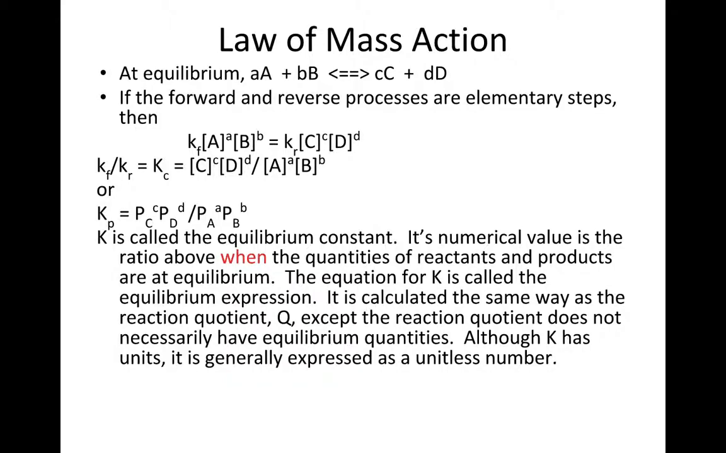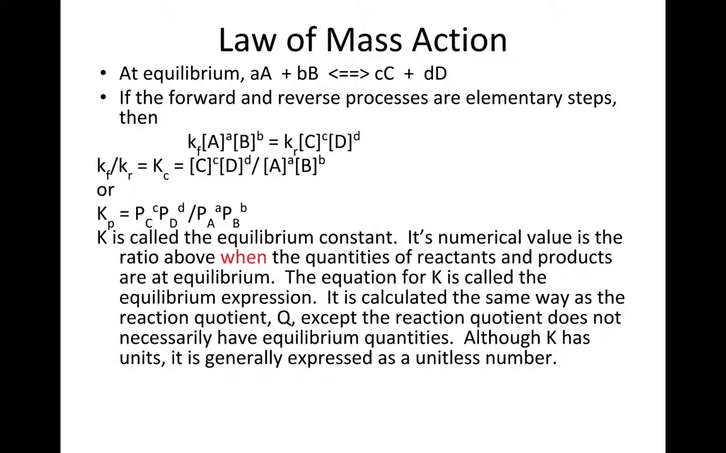So capital K, a little vocabulary, capital K is called the equilibrium constant. And its numerical value is that ratio of C to the c, D to the d over A to the a, B to the b when the quantities of the reactants and products are at equilibrium. If you're not at equilibrium, that ratio is simply Q. But when you're at equilibrium, it is also K. The equation for K is called the equilibrium expression. So many times on the AP test, they will ask you to write the equilibrium expression. So don't just write the right side, write the entire equation.